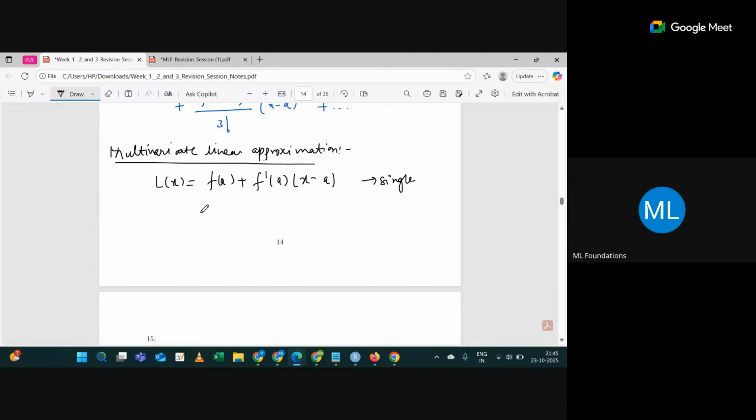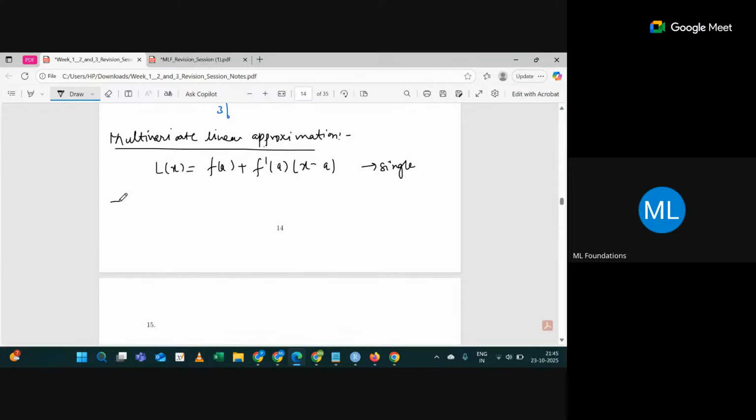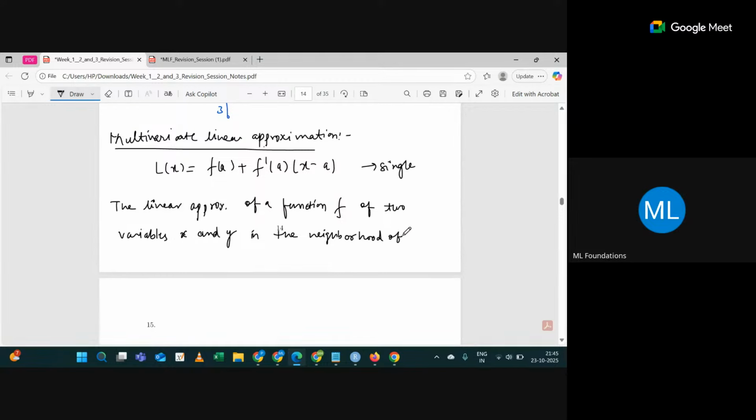Now for multiple variables, I'm going to write the linear approximation of a function f of two variables. Initially we had a function of a single variable. Let's say those two variables are x and y. Suppose I'm going to approximate in the neighborhood of the point a comma b. How will I write this L of x?